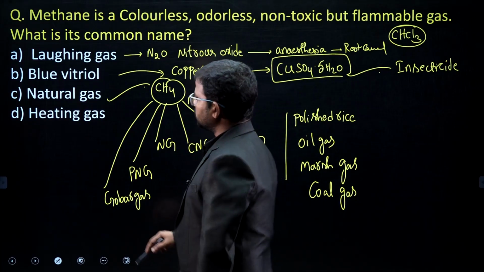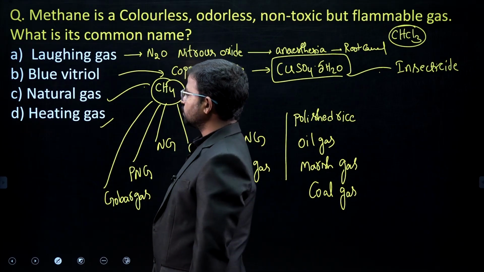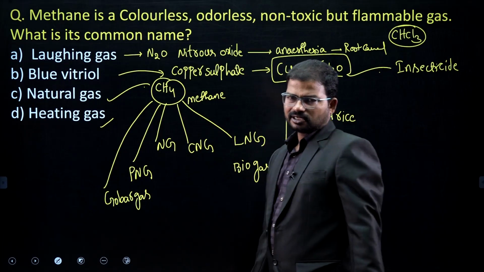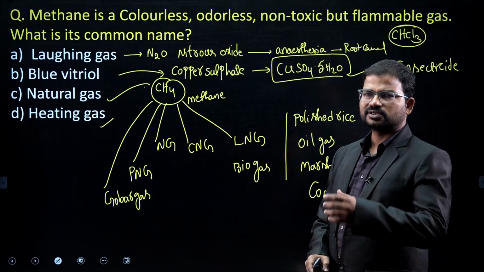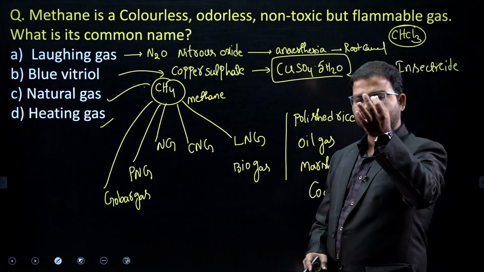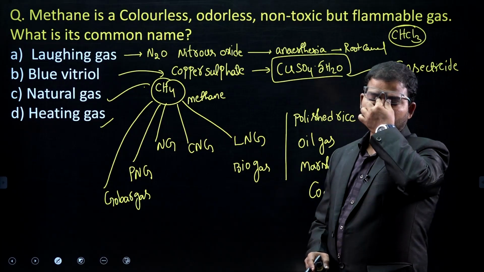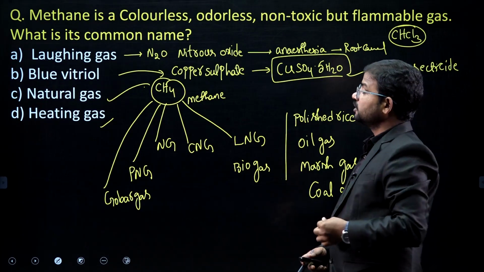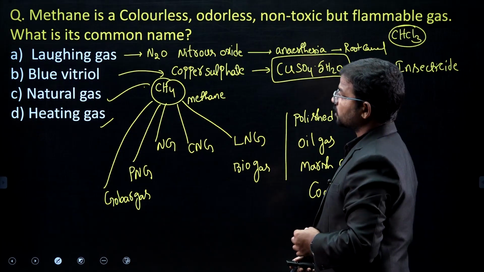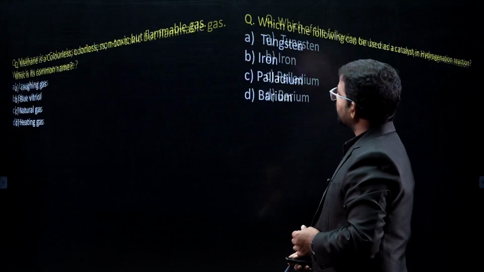Next, heating gas. Heating gas means a number of fuel and gas derivatives are used for that. Specifically, we don't have a particular chemical constituent or particular chemical name, so that's why it does not have any particular name.